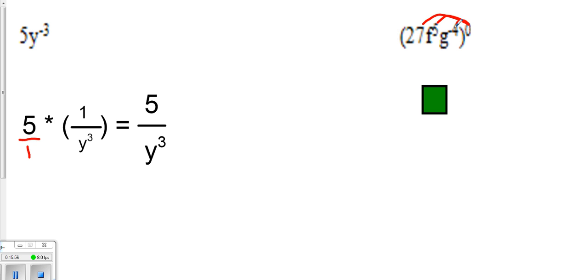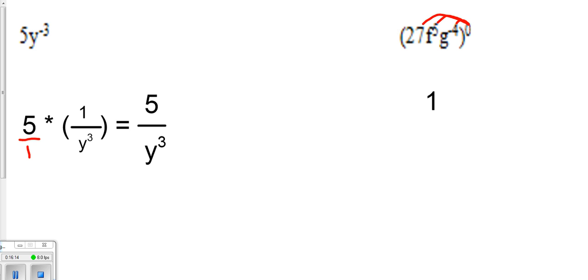G to the power of negative 4 times 0. Each one of those pieces then would become 27 to the 0, f to the 0, g to the 0. In the end, each of those would just be 1. So it would be 1 times 1 times 1. So our answer would just become 1.